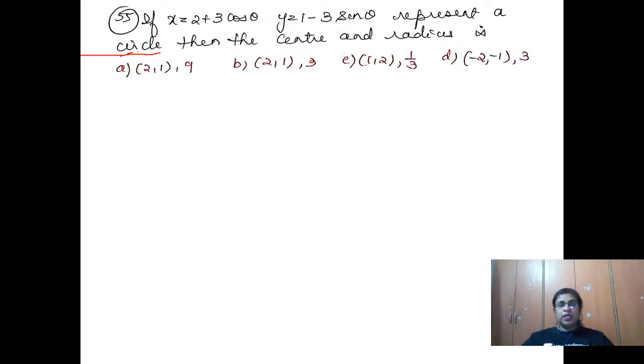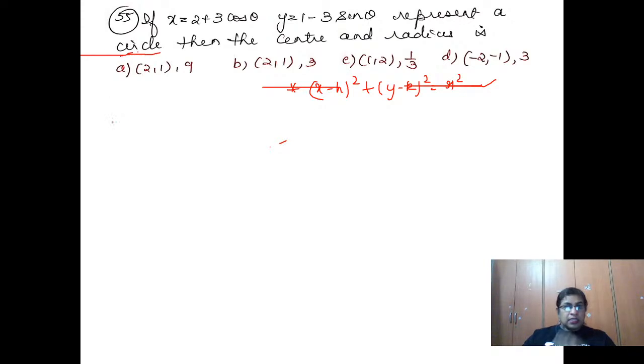So what to do here now? We have x is equal to 2 plus 3 cos theta, y is equal to 1 minus 3 sin theta, and it is representing a circle, and I have to find the center and radius. That means the standard form of the circle equation is x minus h the whole square plus y minus k the whole square is equal to r square, the radius square. So this standard form I have to bring in.